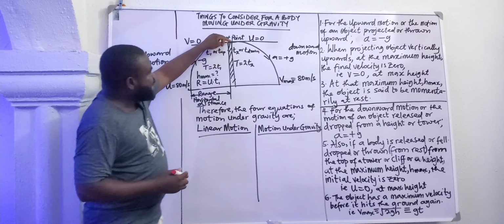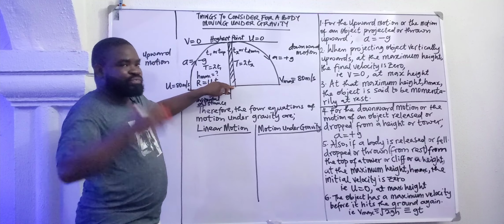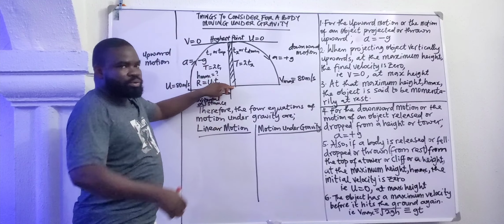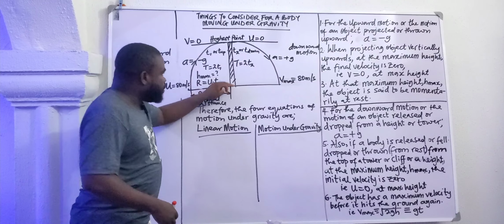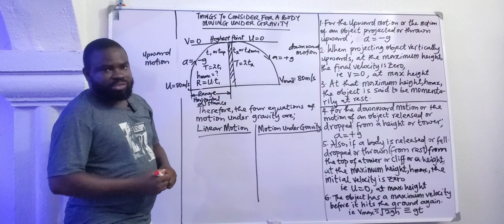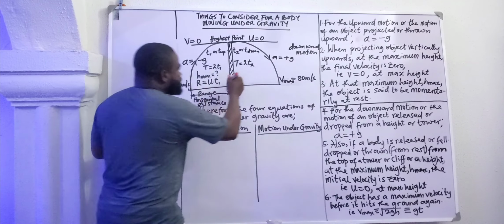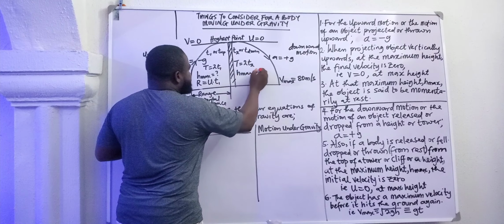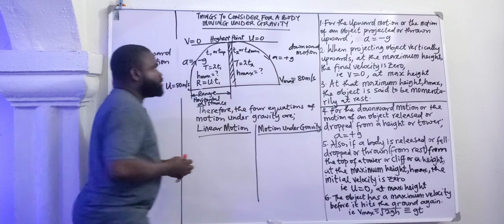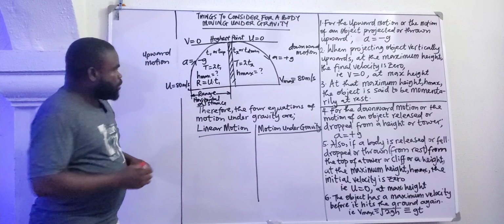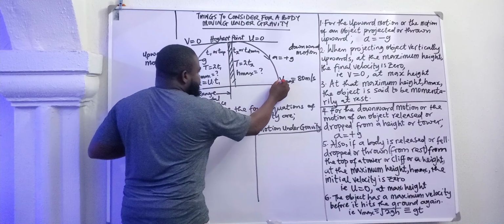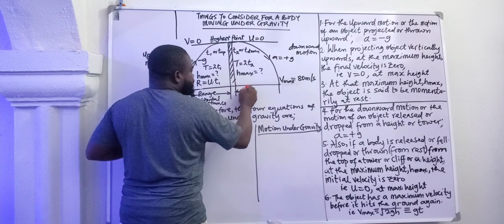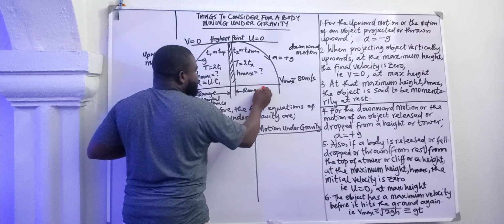Likewise, we can either be given the maximum height from which the body is released, from which the body is dropped, or we'll be asked to calculate it. Of course, we will obtain the relationship, the formula for obtaining the maximum height. Likewise, we can be asked to obtain the range or horizontal distance for this body.